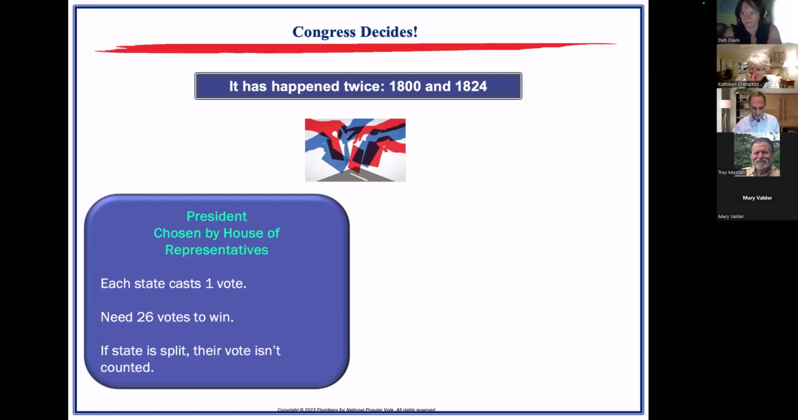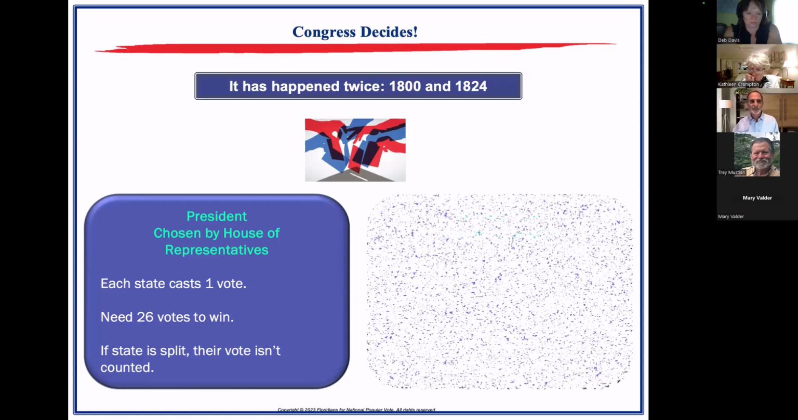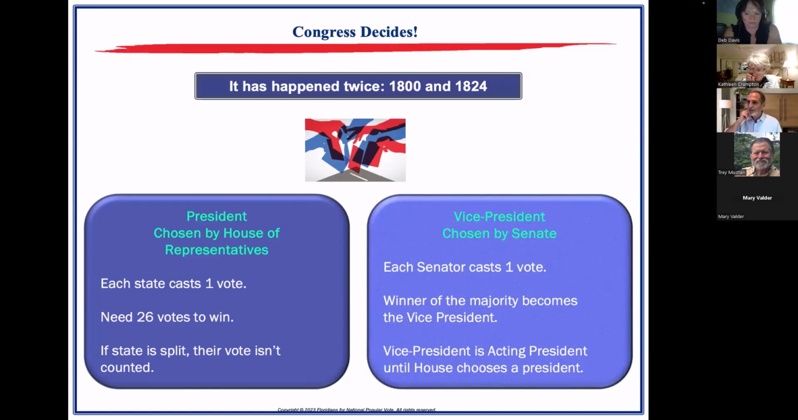At the same time, we have to elect a vice president. Well, the vice president is elected by the Senate. The 2 top vice presidential contenders get onto the Senate floor. Every senator gets one vote. DC does not get a vote. So there are 100 senators. Because the winner needs a majority, if it's split 50-50, the vice president that's leaving office on January 20th casts the deciding vote.